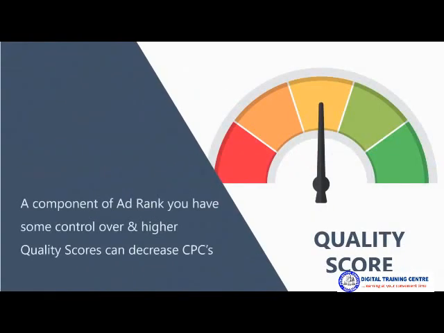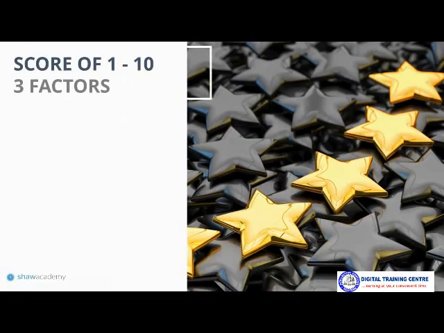Now, this is a component of ad rank that you have some control over. The other factors can, of course, be improved with best practices and strategic changes, but you can't really control all of it. Achieving higher quality scores can decrease CPCs, though, and any decrease in costs, particularly in a competitive environment, is highly sought after. So your keywords are given a quality score from 1 to 10. And it is given based on 3 factors. There is ad relevance, expected CTR, and landing page experience.